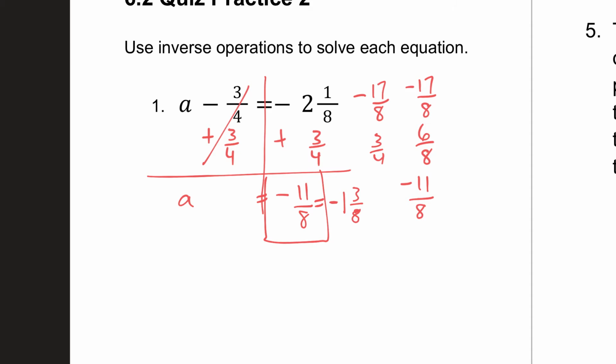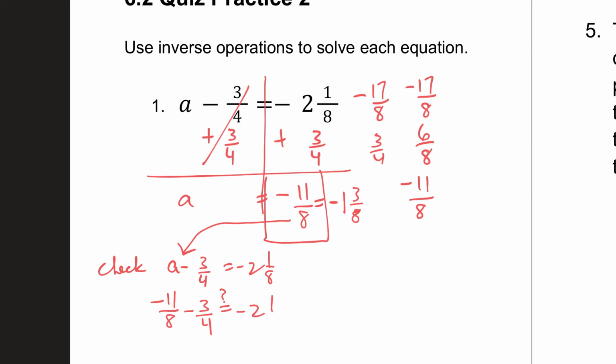So let's check this. If I take my original, which is a minus 3/4 is equal to negative 2 1/8, and instead of a, I put negative 11/8. So that's negative 11 over 8 minus 3/4. Is that equal to negative 2 1/8? Let's see.